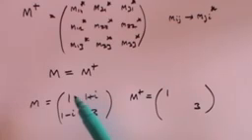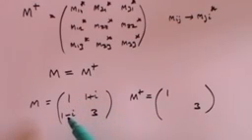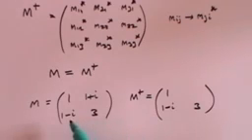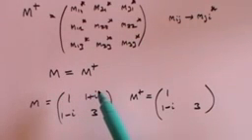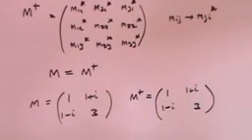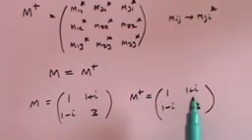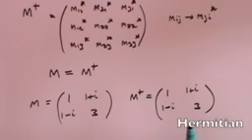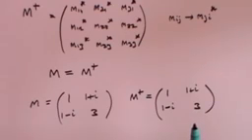1 plus i has to move down to here, but it also has to be complex conjugated, so it becomes 1 minus i. The 1 minus i has to go up to here, but it has to be complex conjugated, so it becomes 1 plus i, and you'll notice that M equals M dagger. When that happens, the matrix is called Hermitian. That means that the matrix is equal to its transposed complex conjugate.